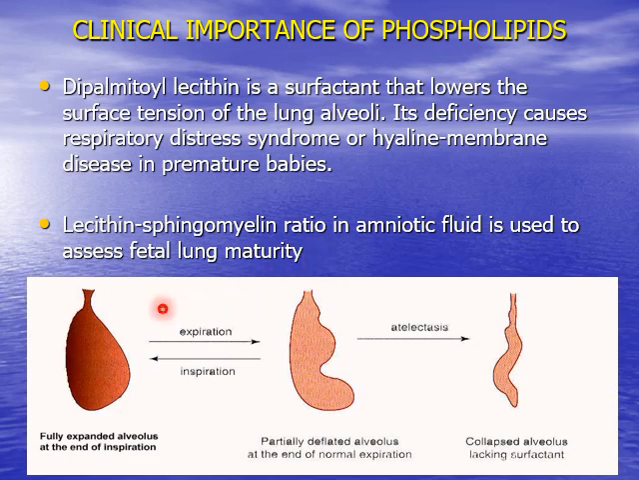In this picture, we can see fully expanded alveolus at the end of inspiration and partially deflated alveolus at the end of normal expiration. When there is deficiency of the surfactant, the alveolus will be collapsed and the condition is known as atelectasis. So this will cause breathing problems or respiratory distress to the patient.